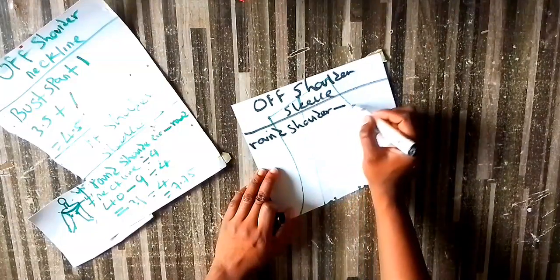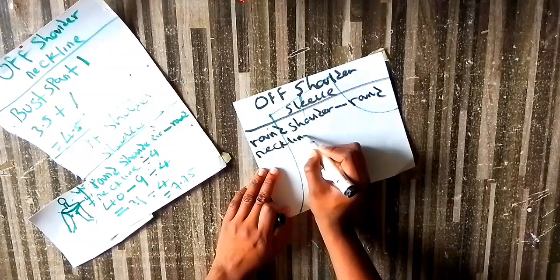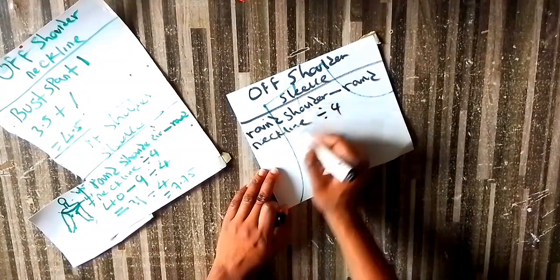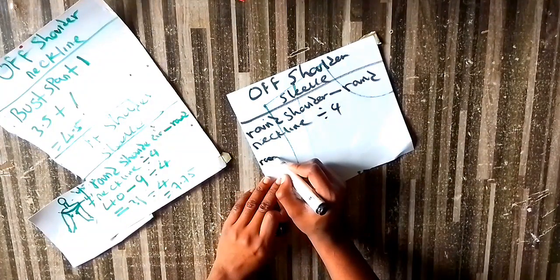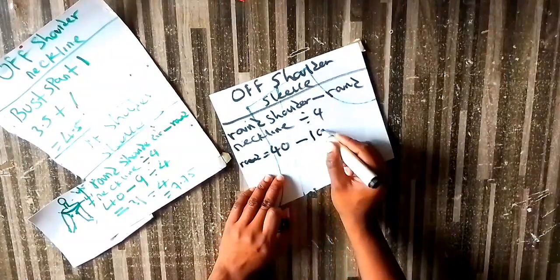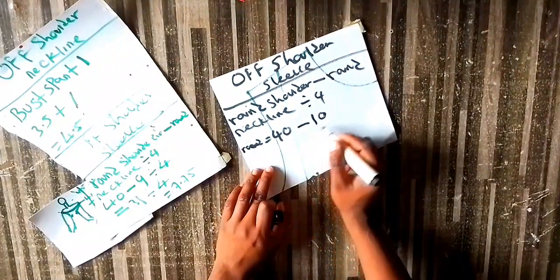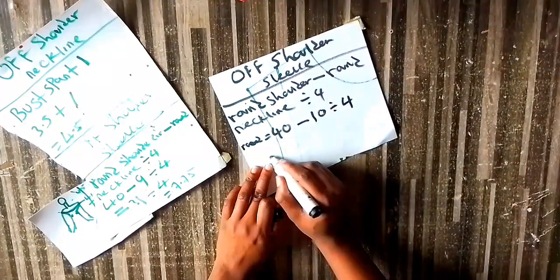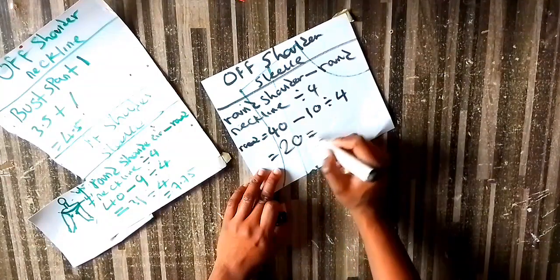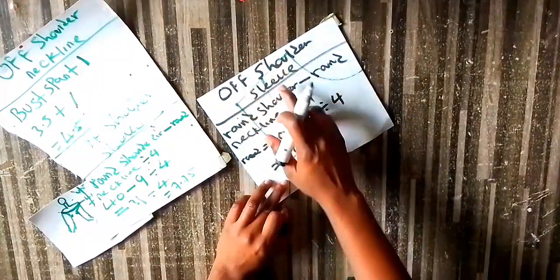So the formula for finding your off shoulder sleeve is your round shoulder minus your round neckline, divided by 4. So for this case, we said the round shoulder is 40 inches. So round shoulder 40 inches minus 10 inches. I'll just make use of 10 inches, an even number. So 40 minus 10 is 20. So 20 divided by 4 will now be 5. So this means that 5 is your off shoulder sleeve.